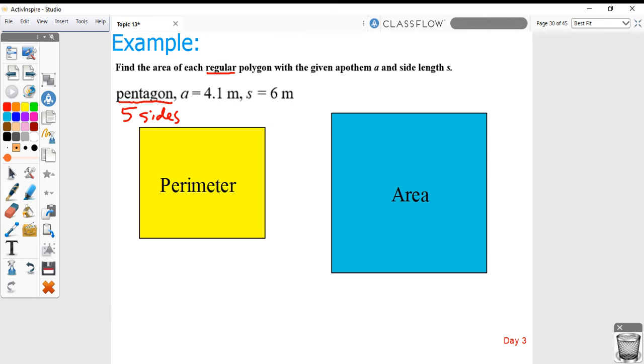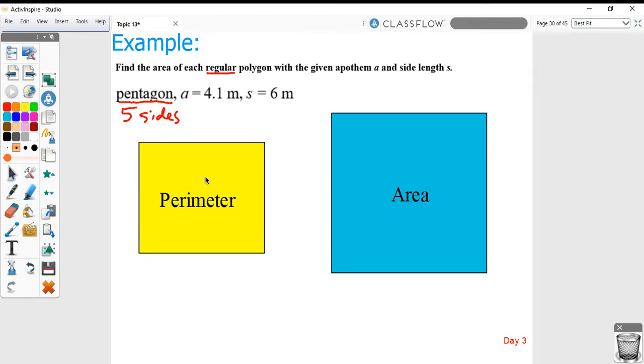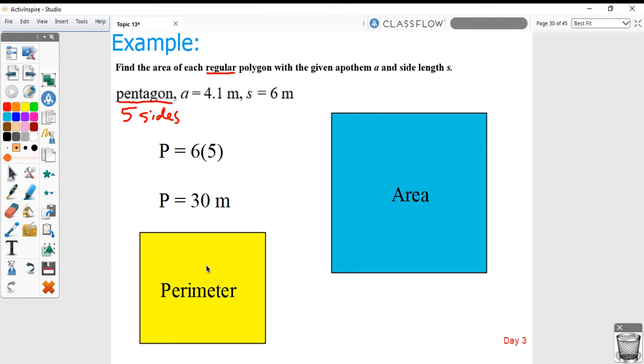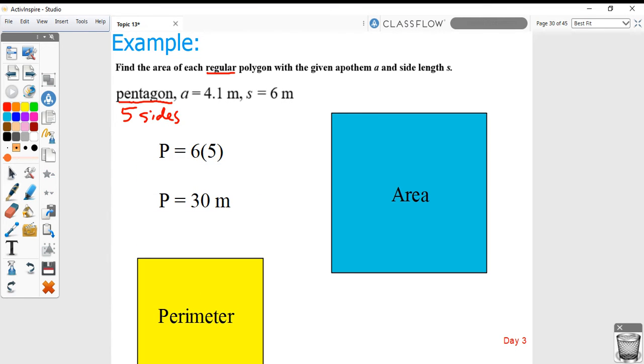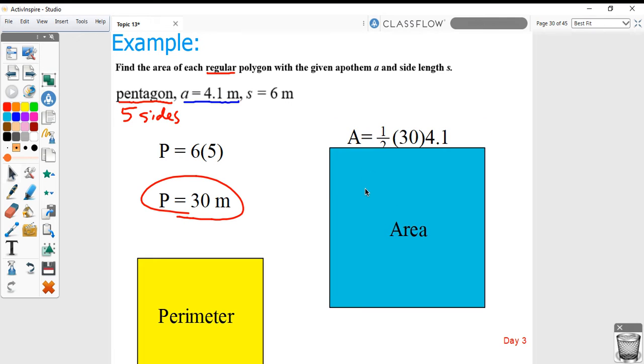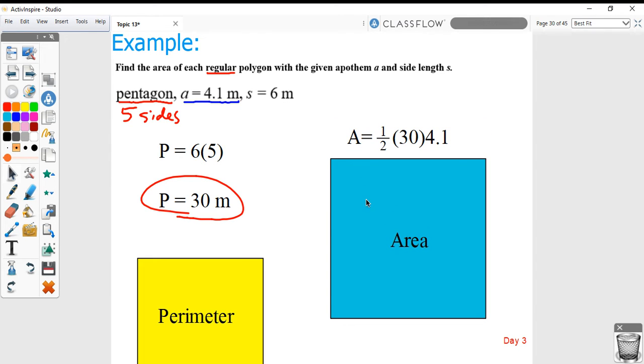Okay? So if we're trying to find the things that go into our formula, we need to find the perimeter. It's going to be 5, the number of sides, times the length of the side, which is 6. So 6 times 5 will be our perimeter, 30 meters. That's one of the things. And our other thing that we need is the apothem length. Well, look at that. They already gave it to us. Our apothem is 4.1.